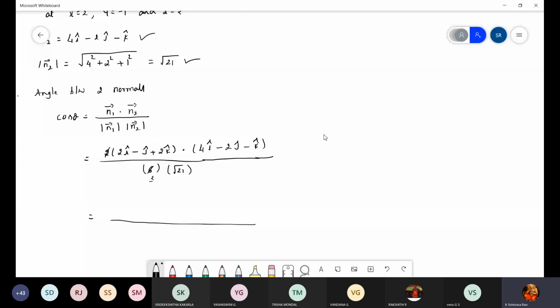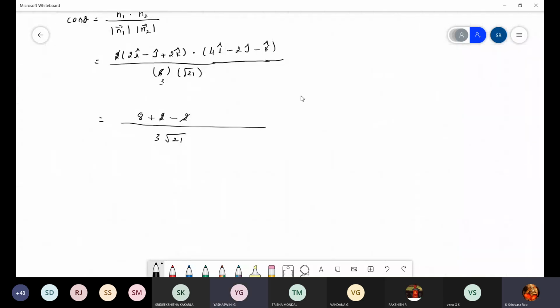Here minus 2 plus 2 cancel. The final answer is cos theta equals 8 by 3 root 21. And therefore theta equals cos inverse of 8 divided by 3 root 21. Correct? So this is about calculating the angle between the two normals.